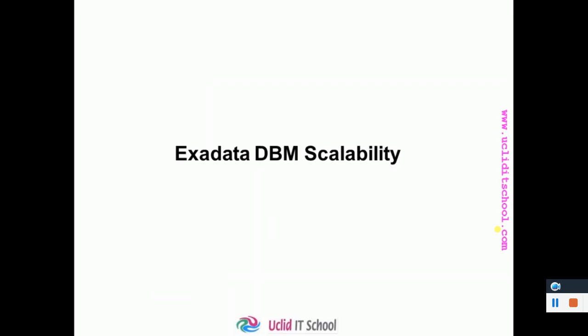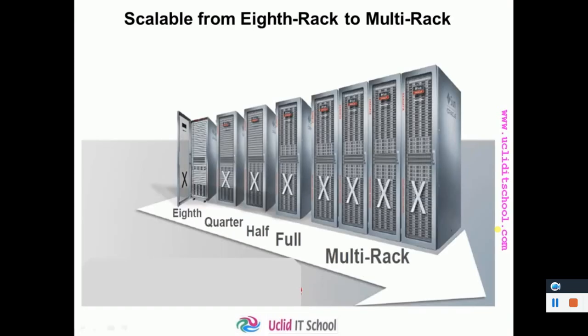So these are some more details about Exadata. Now we'll see the scalability of the Exadata system. I told you Exadata system is designed for scalability and designed for high availability. Okay, so what is the scalability? As we discussed already, a customer can start small with an eighth rack configuration. If the eighth rack is full, you can upgrade to quarter rack. From quarter rack, you can go to half rack, half rack to full rack, full rack to multi-rack. That way the system is scalable as per your workload.